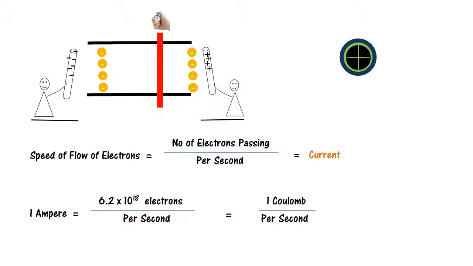Current is measured in amperes, and 1 ampere is 6.2 into 10 raised to power 18 electrons moving through this red line in 1 second. This is also known as 1 coulomb per second.